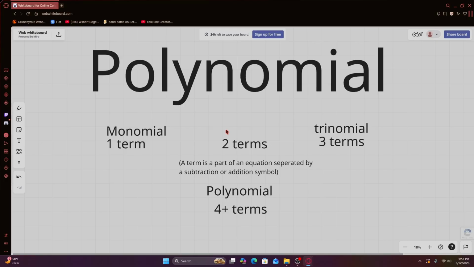So a polynomial can be categorized in many different ways based on how many terms, or how many parts of an equation separated by a subtraction or an addition symbol inside of the equation. So a polynomial with one term would be a monomial. Two terms is a binomial. Three terms is a trinomial, and anything above four terms is just a polynomial.